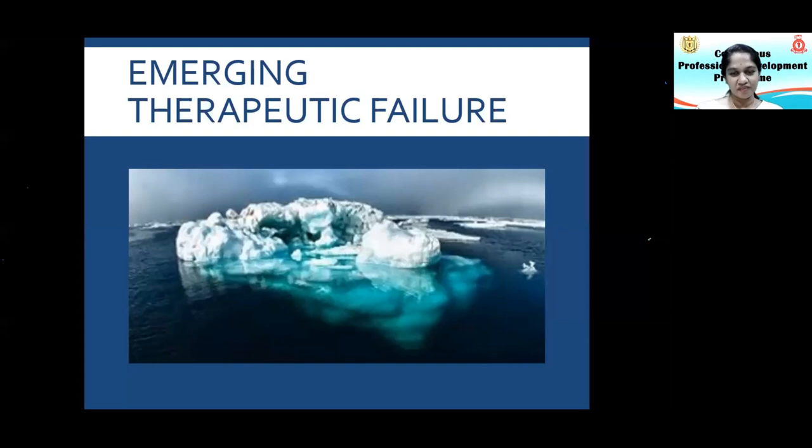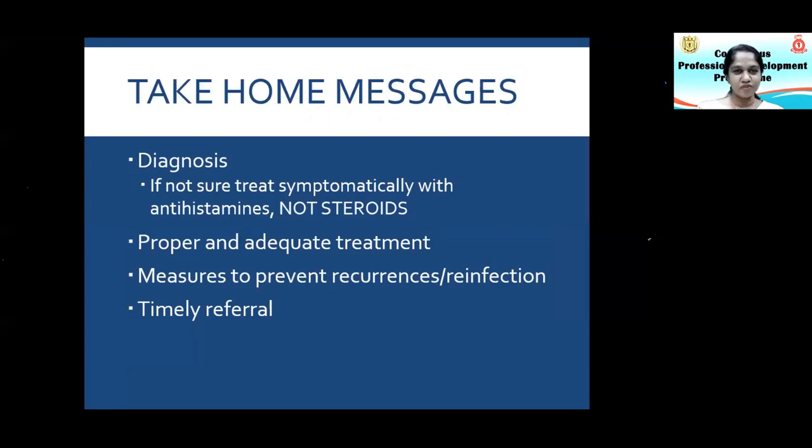I hope you will take this into your attention. So take home messages: diagnosis. If not sure, just treat symptomatically with antihistamines, not steroids, and proper and adequate treatment. And also you have to take measures to prevent recurrences and reinfection. Thereby, patient education is important, and timely referral.